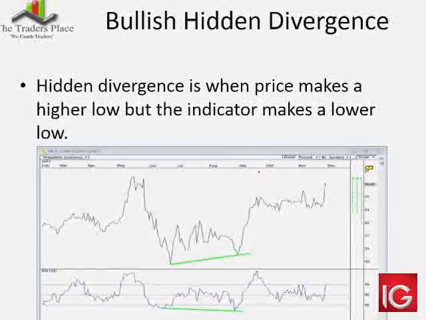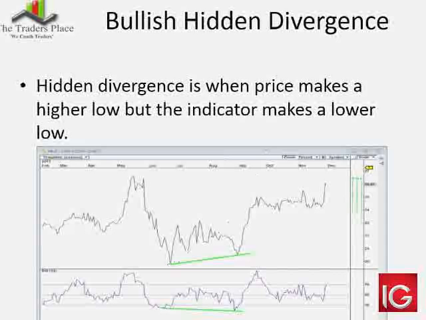Hidden divergence, I know some guys find it quite difficult to get this one clear. Hidden divergence is when the price makes a higher low, in other words, the opposite of what we looked at first, but the indicator makes a lower low. The RSI is generally quite good at this type of divergence. It's a little bit slower than the stochastic. Stochastic is quick in that it goes from top to bottom pretty quickly, or from bottom to top. RSI is a little bit slower in that respect.